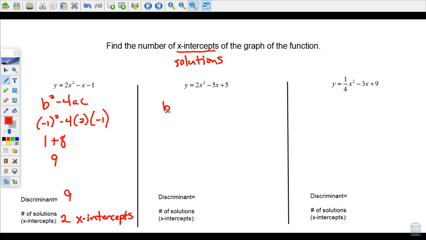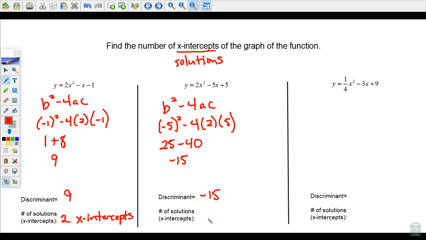In the second one, again, let's evaluate the discriminant. So b is negative 5 squared, minus 4 times 2 times 5. Negative 5 squared, negative 5 times negative 5 is positive 25. Negative 4 times 2 is negative 8. Times 5 is negative 40. 25 minus 40 is negative 15. So the discriminant is negative. That means there are no x-intercepts.